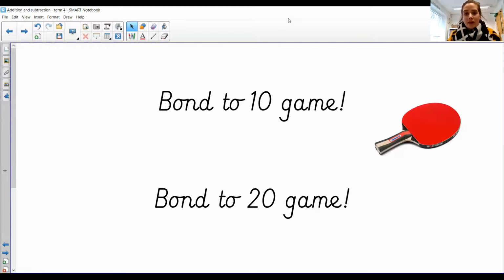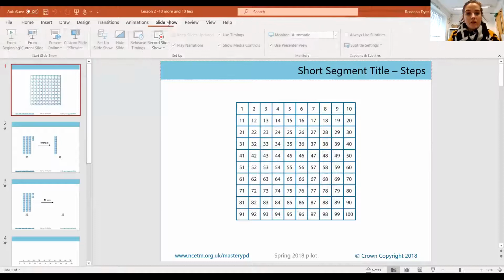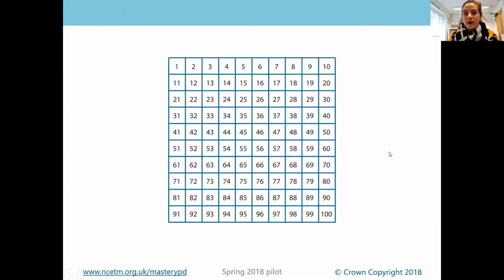Well done. Okay, so let me share my screen and we're going to go to the 100 square to start off with. Here we are. Okay, so just have a little look at the 100 square, and we're going to be counting in groups of 10, looking at those multiples of 10. What's the first thing that you notice? Where are they? Brilliant. They're on the right-hand side of this square.